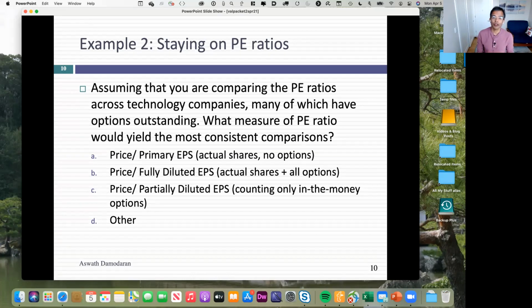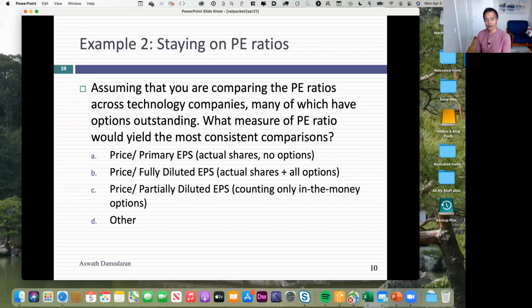So I'm going to give you some choices, and with each one, I'd like you to tell me what kind of bias I'm going to end up with. What kinds of companies are going to look cheap? Not because they're cheap, but because of the way I've defined my PE ratio. So the first attempt I make is I take the price per share and divide by primary earnings per share. In other words, I take the net income and divide by the actual number of shares outstanding. Which of the companies in this sector are going to look cheap to me? And why? Given that there are big differences in options out there.